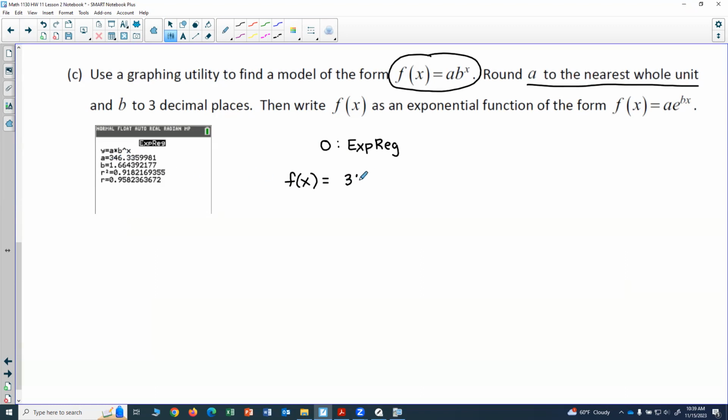So I would have 346. It says round b to 3 decimal places. So I'll look here, I have 1.664. So I'd have 346 parentheses 1.664, and x is my exponent. So there's my first answer.